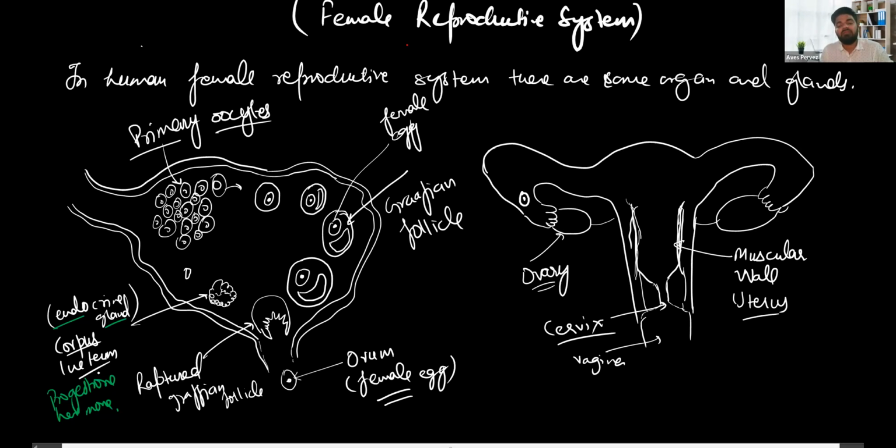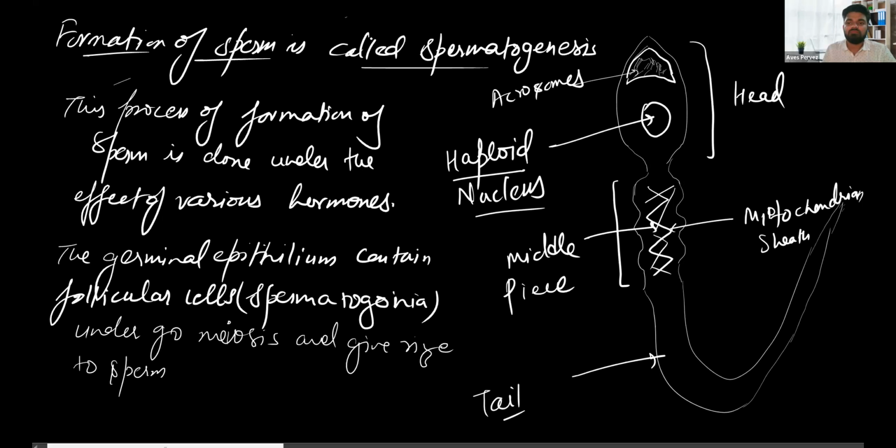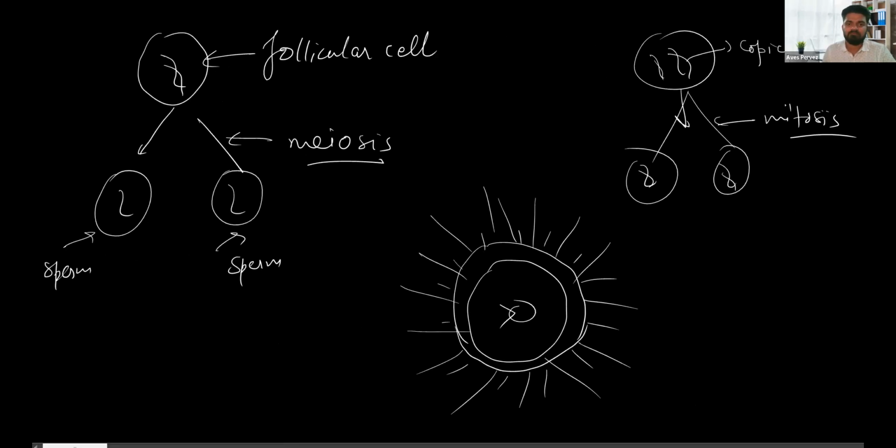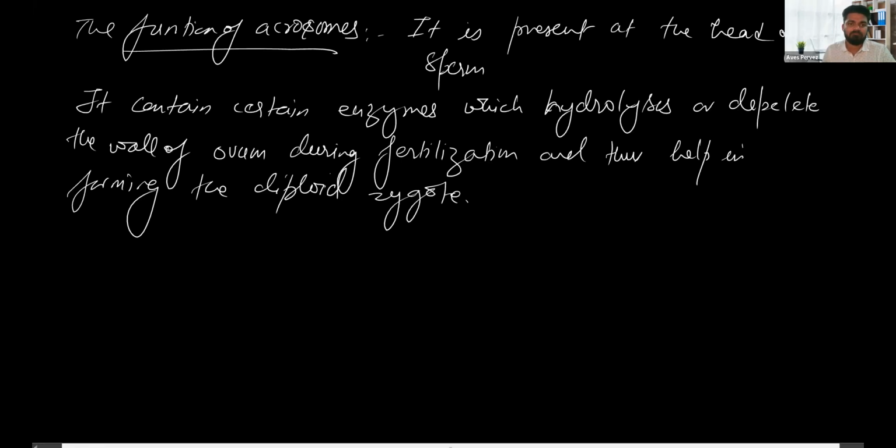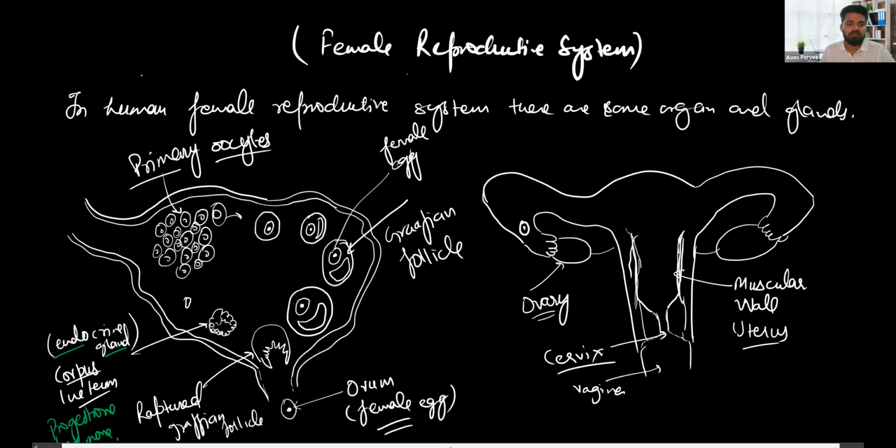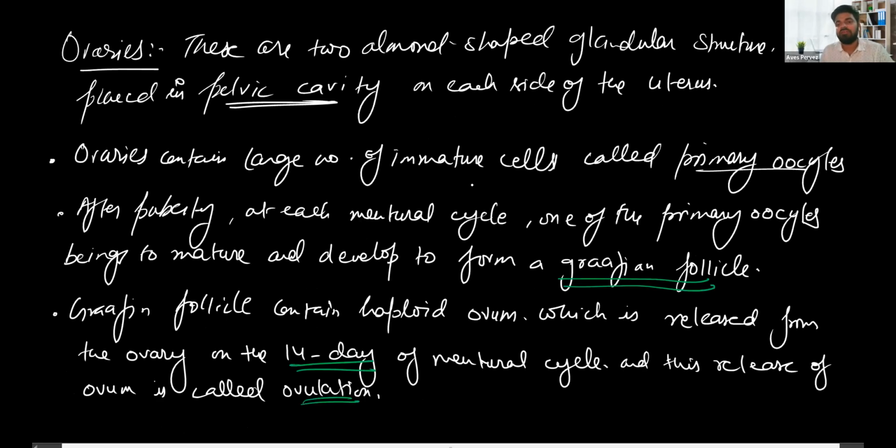Understood, everyone? That these are the primary oocytes. So have you drawn this one? Tell me, check whether you have drawn this one. Drawn. Okay, now let's move further. So have you written this one?